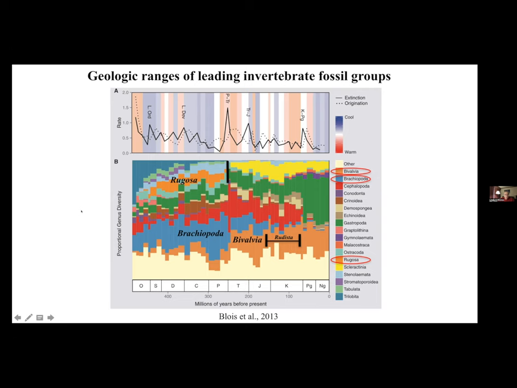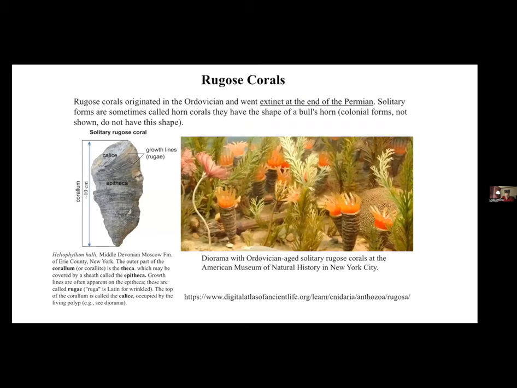So those are the constraints. And so I'll just give you some examples of these different forms. So rugose corals originated in the Ordovician, and then they went extinct at the end of the Permian. And solitary forms, this is a diorama showing how they envisioned that solitary forms grew.